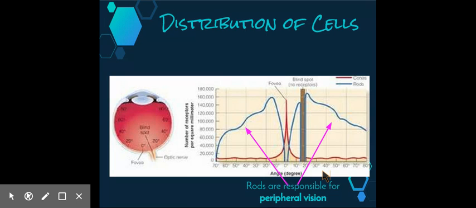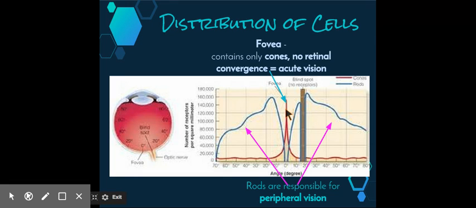Cones, on the other hand, which are represented by the red line, are distributed in groups throughout the retina, but there are fewer found in the periphery, as we can see. Most of our cones are concentrated in the macula, which would be this section here, an area of the retina that gives a central 10 degrees of vision. The fovea is a small pit in the middle of the macula that contains cones only. The cones in the fovea are very densely packed and show no retinal convergence. As a result, they have a high degree of visual acuity, perceiving images central to the field of view clearly and precisely.